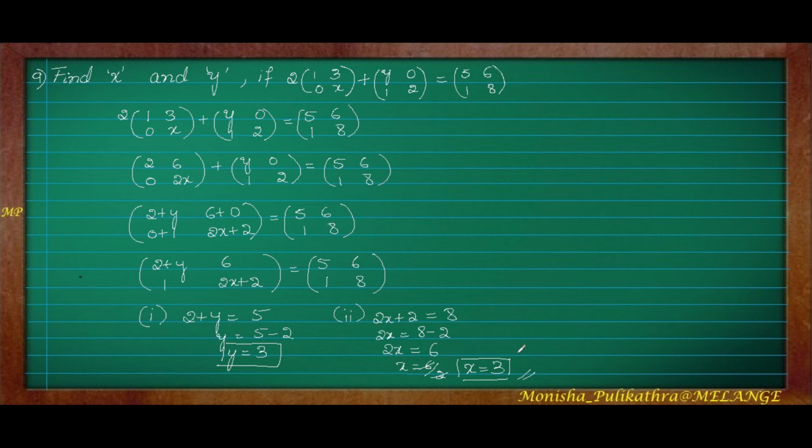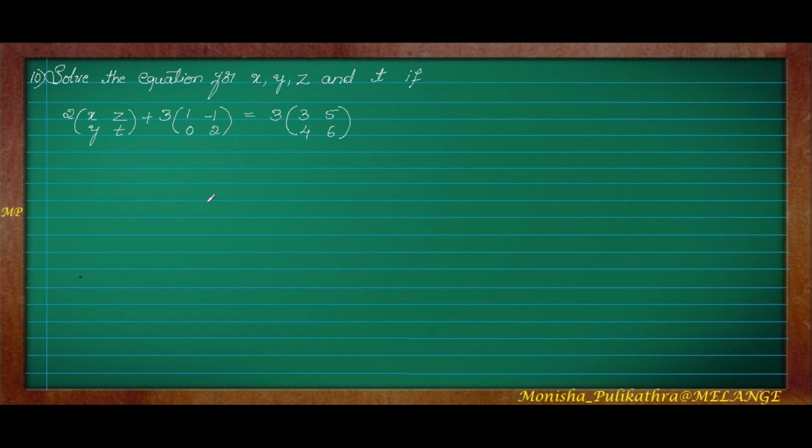I hope you understood this. Moving on to the 10th question and the last question of this session. Here we have to solve for x, y, z and t. If the equation is like this, we have to find the value of each and every variable given here.